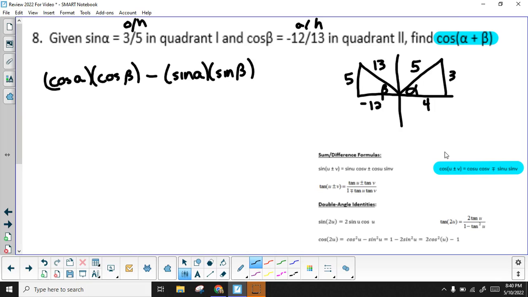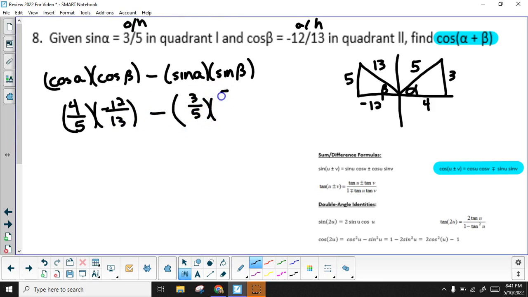Since we have our pictures, now we just evaluate. The cosine of alpha, which is adjacent over hypotenuse, is 4/5, times the cosine of beta, negative 12/13, minus the sine of alpha, 3/5, times the sine of beta, 5/13. So now we just do the math. 4/5 times negative 12/13. We're multiplying fractions: multiply across the top, multiply across the bottom. If we could simplify, we would want to, but that doesn't simplify.